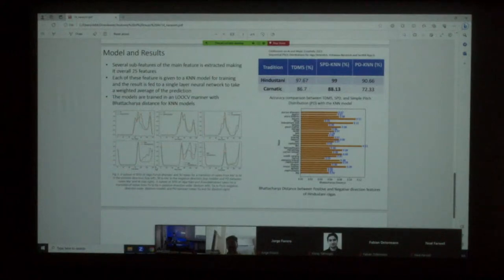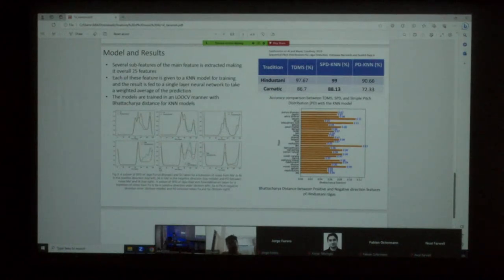Any raga that has highly unsymmetrical transitions has a higher distance between them, and that is also clearly observed in a couple of ragas where the symmetry between the transitions is extremely different, and this is nicely captured with the current approach. And we are just about at the state of the art, where we have 99% accuracy on the Hindustani datasets and around 88% accuracy on the Carnatic datasets.